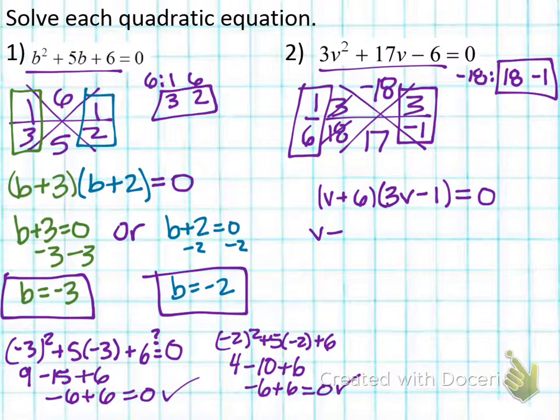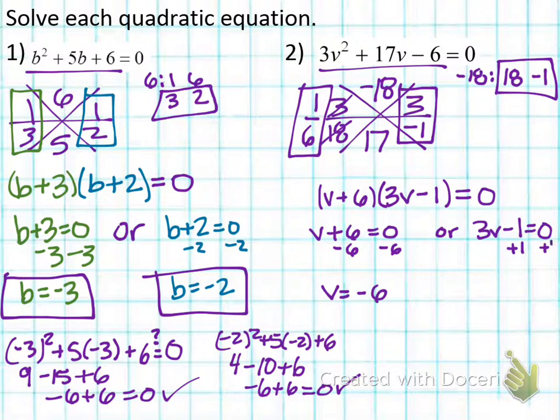Okay, since I have a product equal to 0, I get to use the zero product property. So I split it up. I set each one equal to 0. So either v plus 6 equals 0 or 3v minus 1 equals 0. Okay, then I solve for the variable by solving each of these little equations, which for the first one I could subtract 6, so I get v equals -6.